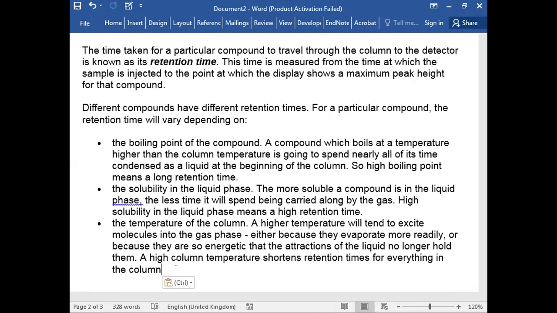And obviously these are the three factors or parameters that decide what will happen and how long a particular component will take to reach the detector. Obviously detector पे automatic एक ग्राफ होता है जो retention time के हिसाब से आपको बता रहा होता है. यहाँ तक क्लियर है?